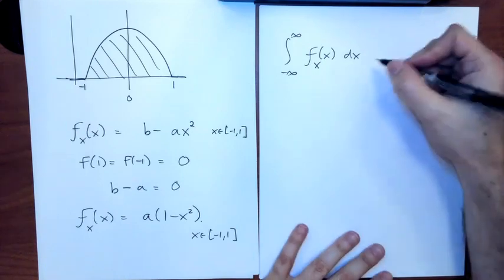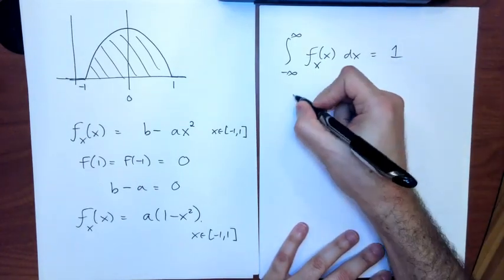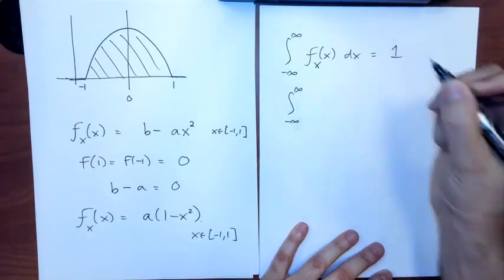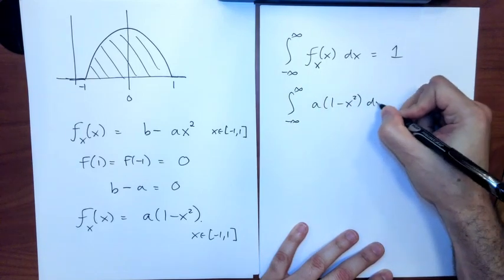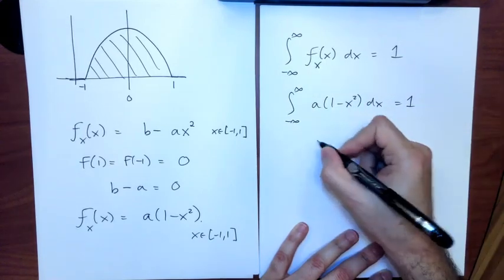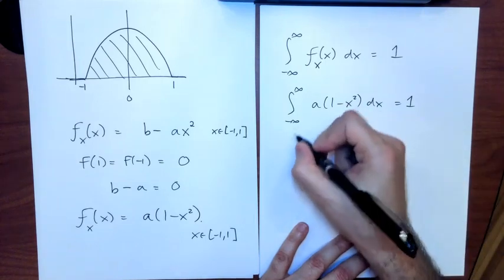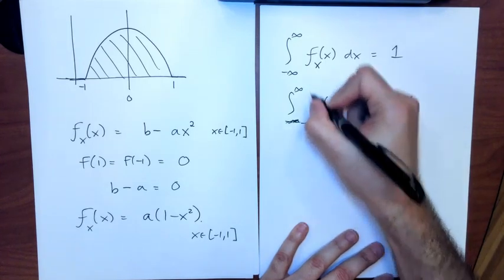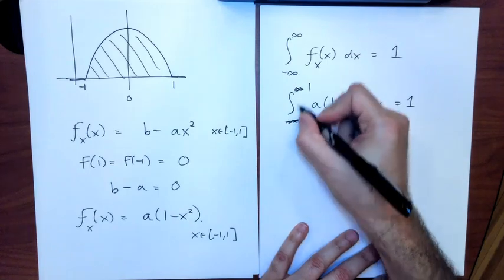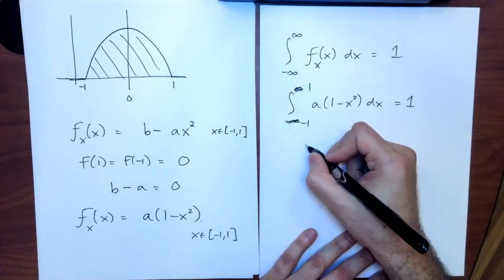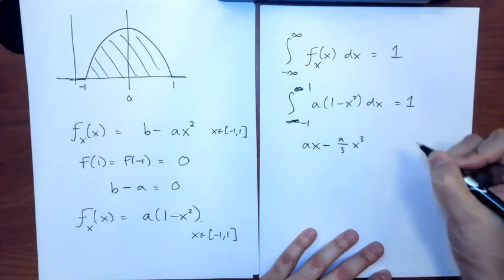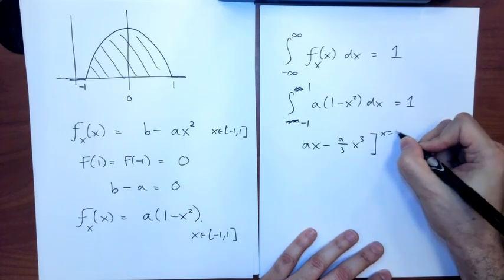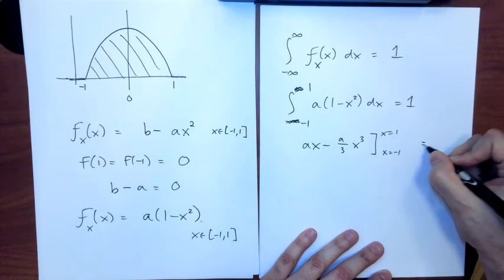Okay, so I have to have this equal to 1. That would mean that my integral of a(1 minus x squared) dx has to equal 1. And now I have to do my integration. Well, actually, these limits have to become minus 1 to 1, right? Because that's the only place where it's defined. So what is my integral? I get ax minus a over 3 x cubed, x equals 1, x equals minus 1, equals 1.